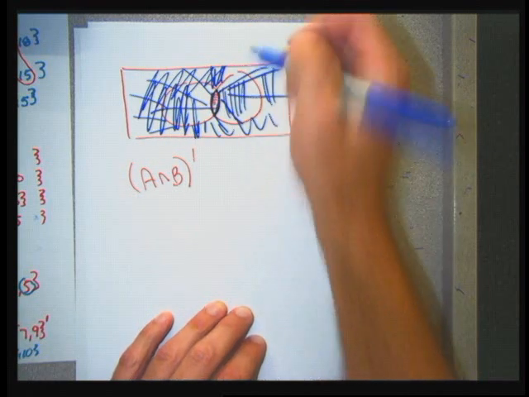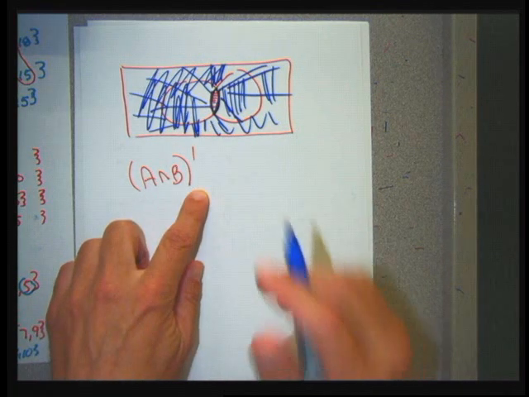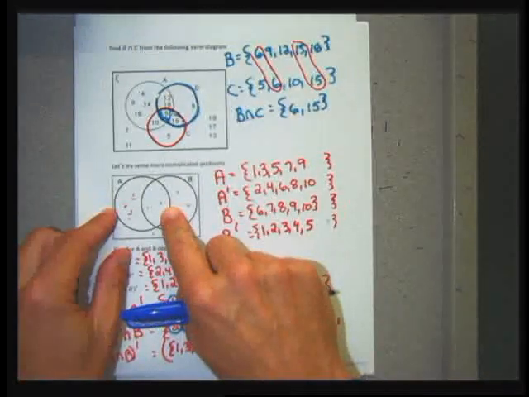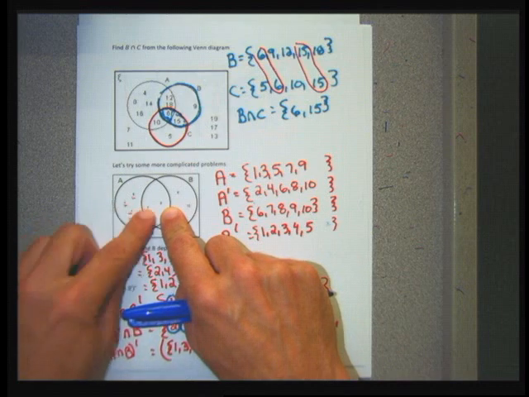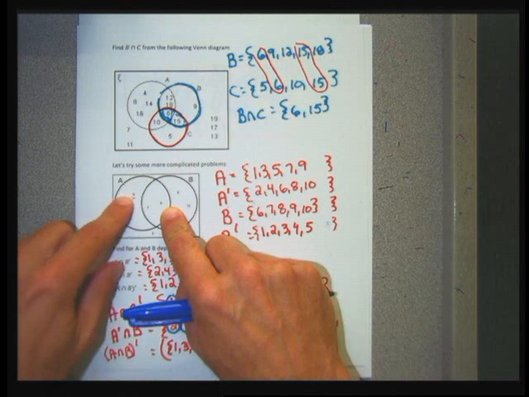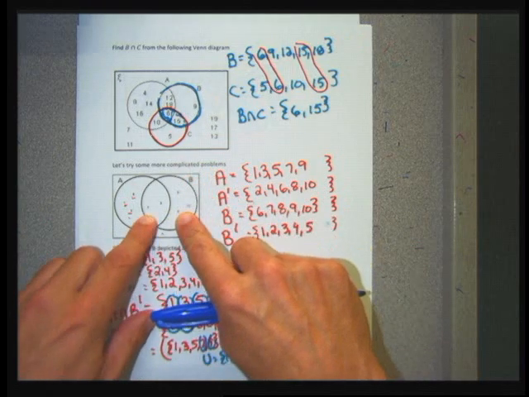So any number that's outside that section, because this is asking me to find the complement of A intersection B, that means everything that's not in A intersection B. A intersection B contains the numbers 7 and 9. So A intersection B prime contains anything outside of that intersection. So 1, 3, 5 over here, the 2 and 4 down there, and the 6, 8, and 10. So anything but 7 and 9.